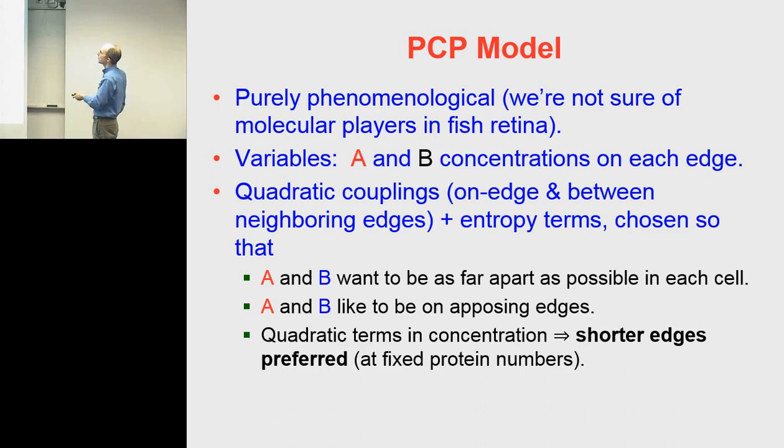So we can get away with having just an energy, and this energy has quadratic couplings between concentrations, and then it has entropy terms so that none of the concentrations try to go to 0 or infinity on any edge. And these concentration terms are also set up so that the proteins that like each other like to be at high concentrations, and this means all things being equal, you'd rather have high protein concentrations on short edges and low protein concentrations on long edges. And so this means that the PCP sees the cell shape.